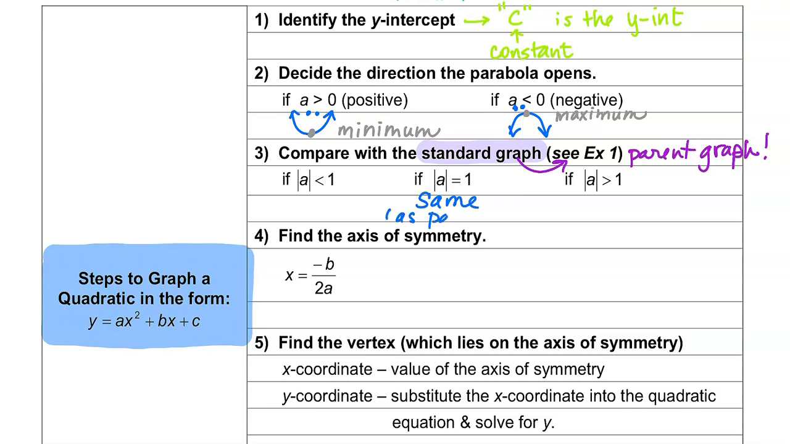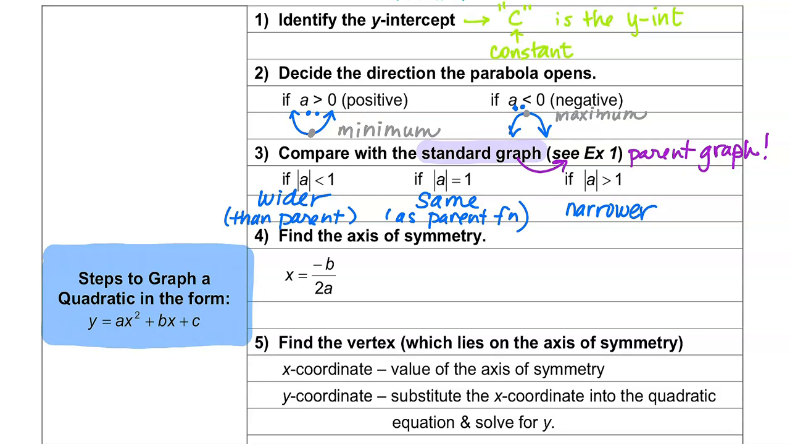I'll just say as parent function, F. If the absolute value of A is less than 1, it's going to be wider than the parent function. And if the absolute value of A is greater than 1, it's going to be narrower. Okay, so that's good to know.